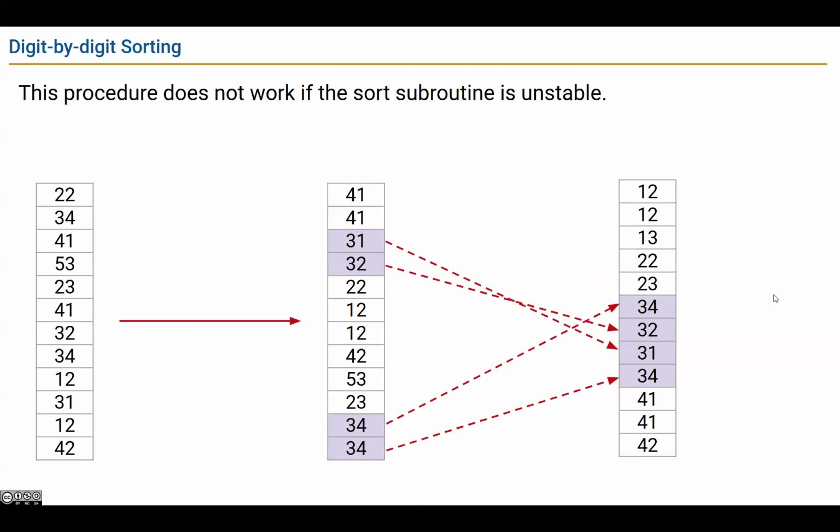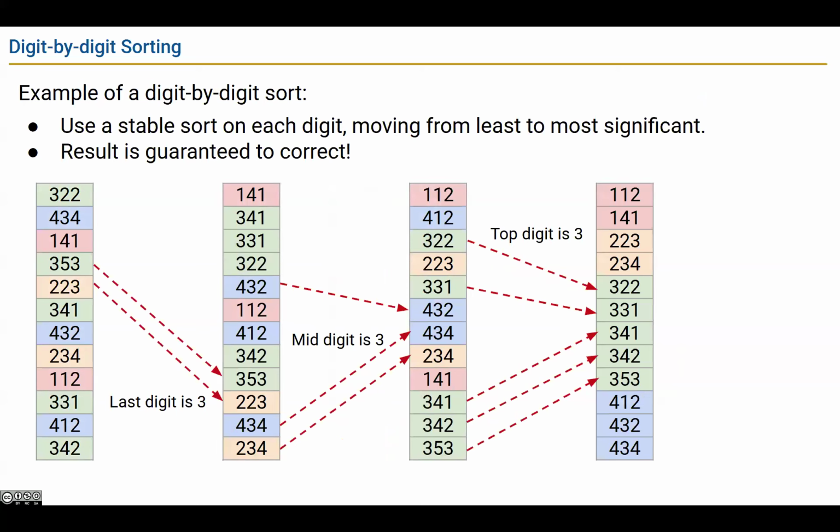Now, this only really works if this sorting algorithm is stable. If it was unstable, then you might get something like this. And now you don't have a fully sorted list. But if you use a stable sort, and move from least significant digit to most significant digit, then you are going to guarantee ending up at a fully sorted list by the end of it.